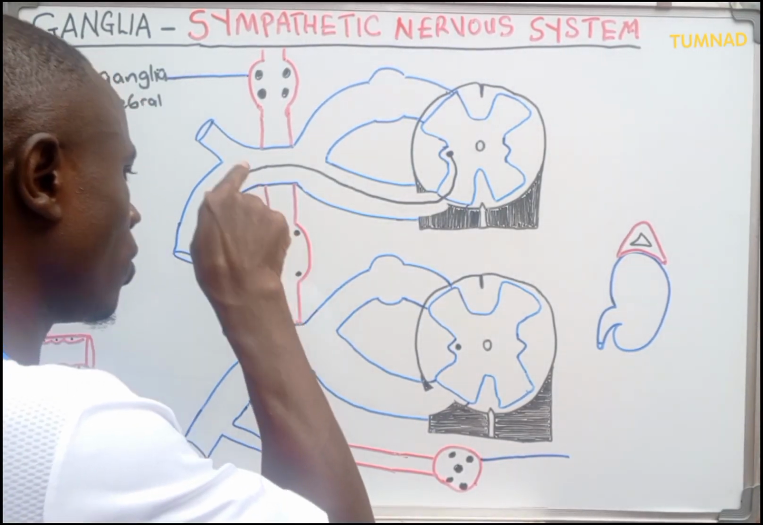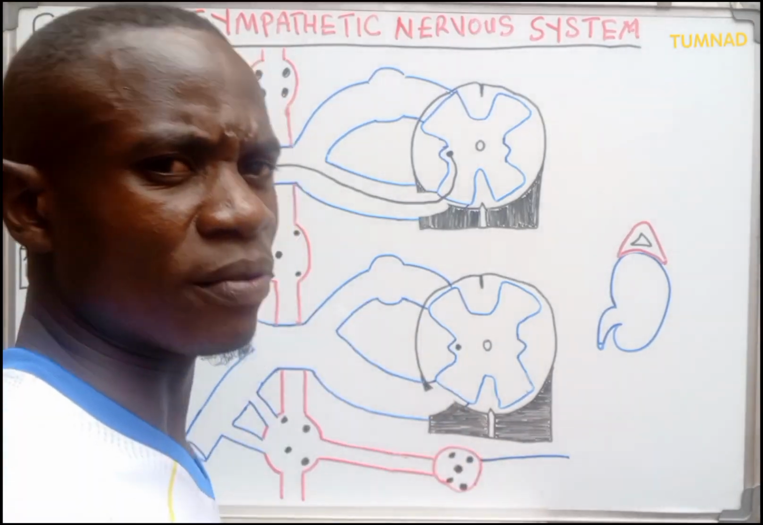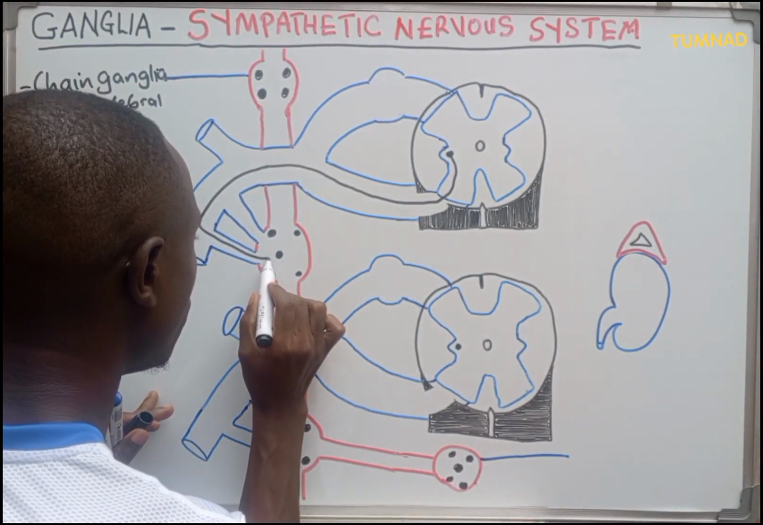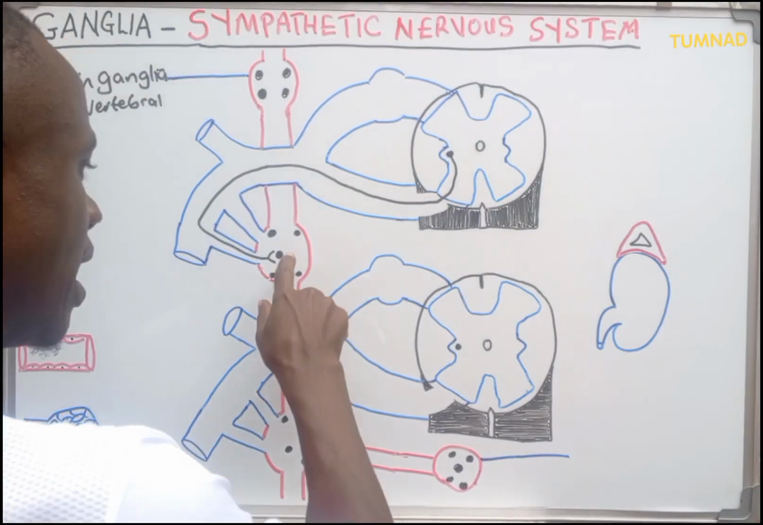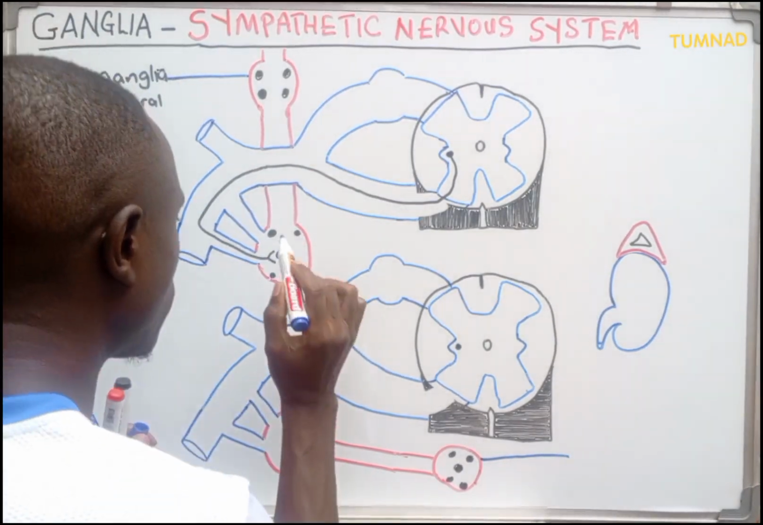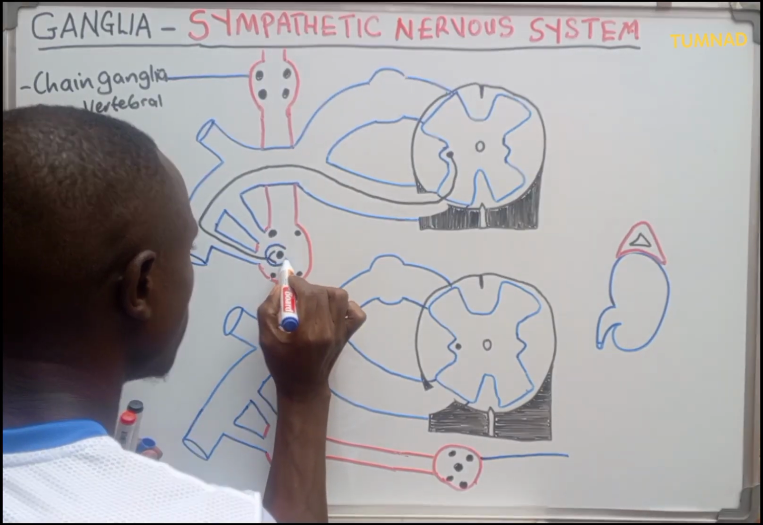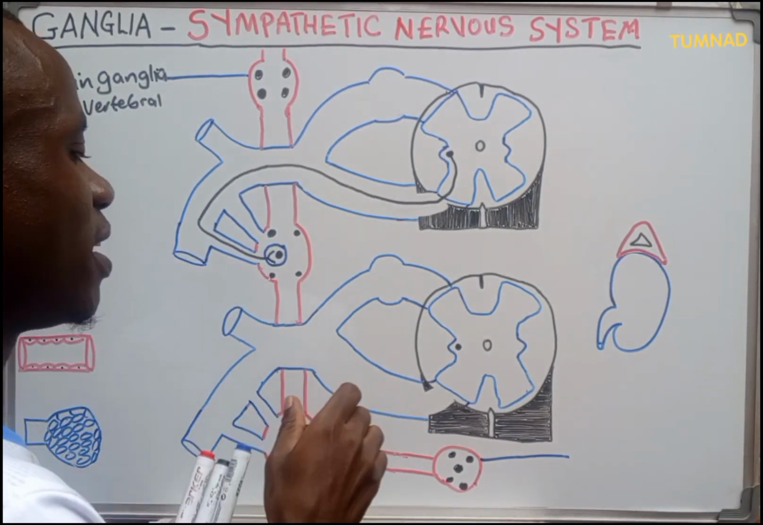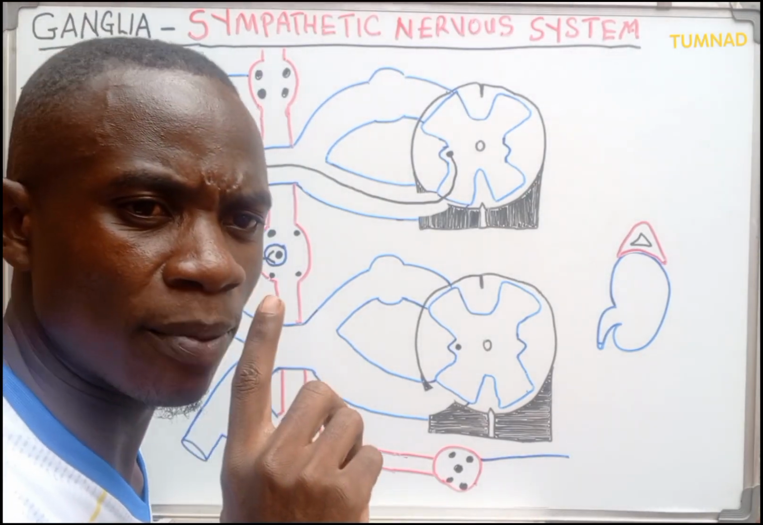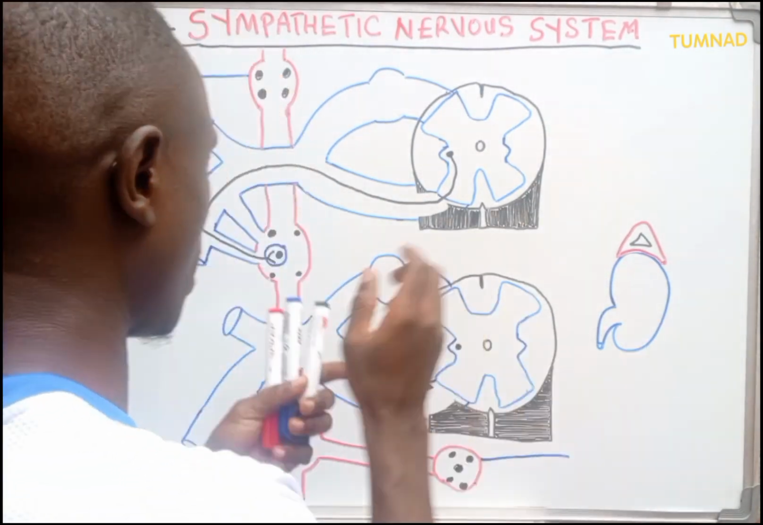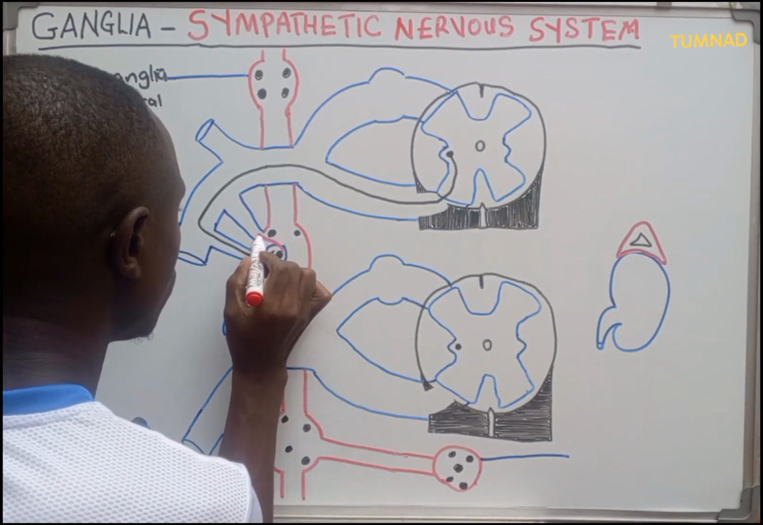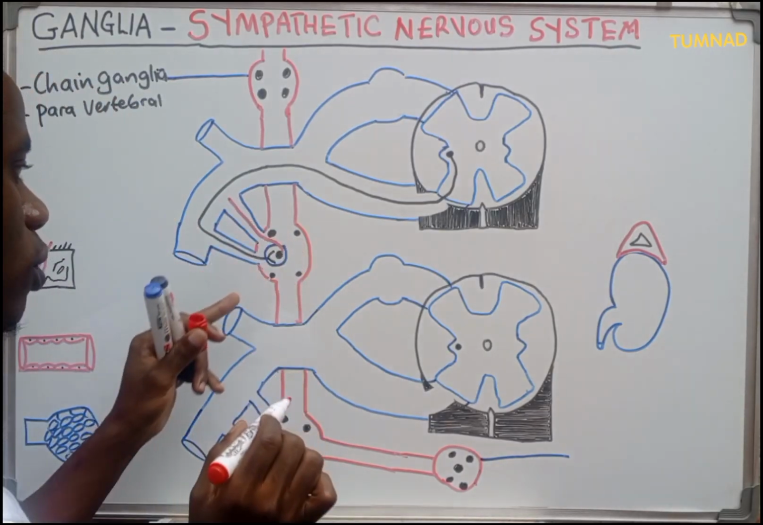Now, when they reach these ganglia, there are a lot of things that happen. For example, if it synapses with the cell body of this neuron, we are going to have the postganglionic motor fibers of the sympathetic nervous system coming out. It comes out through this kind of tube.